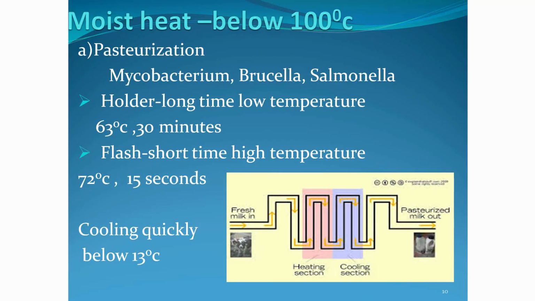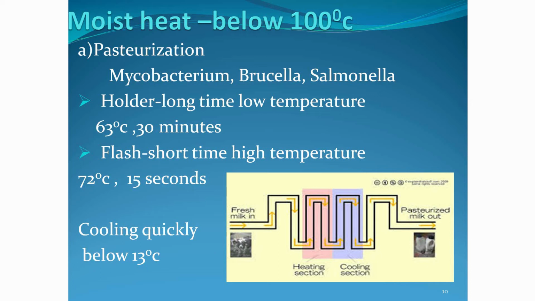Pasteurization is mainly used for liquids, especially milk. Milk may contain organisms like Mycobacterium, Brucella and Salmonella, which should be killed before drinking it. So pasteurized milk is safe for drinking. How do we do pasteurization? We have two techniques. One is the holder method, the second is the flash technique.